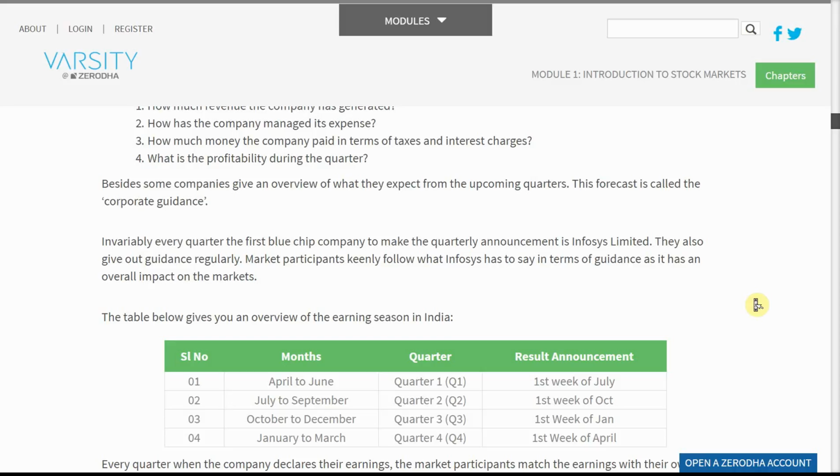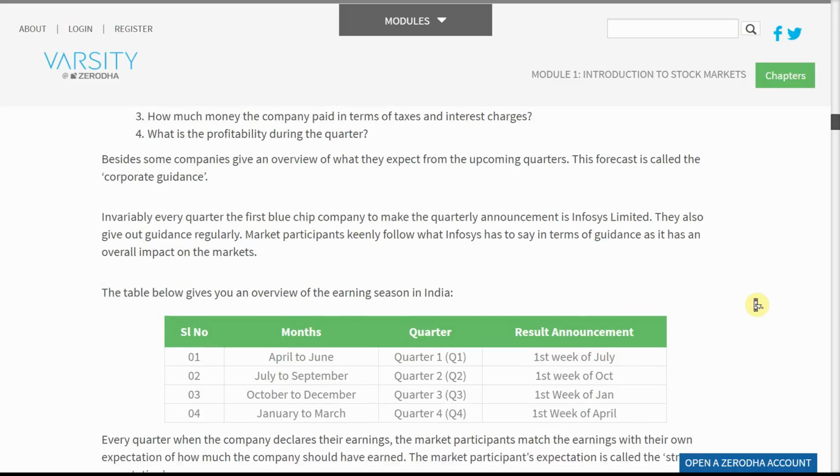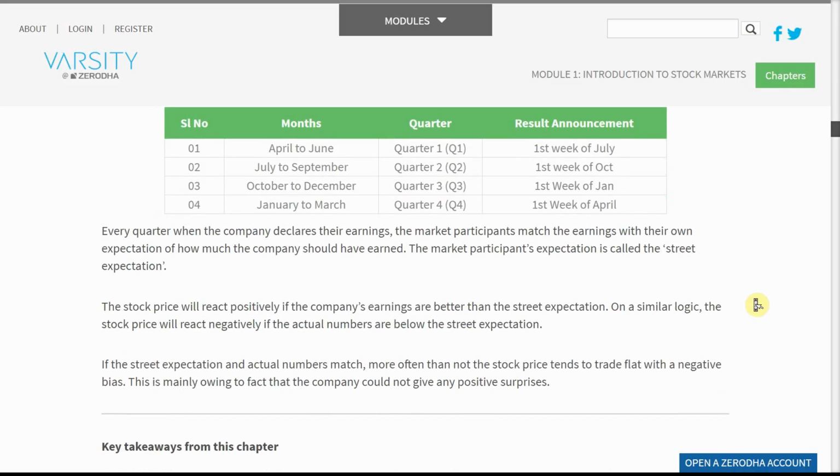Months, quarter, result announcement. The 1st, April to June, quarter 1, Q1, first week of July. The 2nd, July to September, quarter 2, Q2, first week of October. The 3rd, October to December, quarter 3, Q3, first week of January. The 4th, January to March, quarter 4, Q4, first week of April.